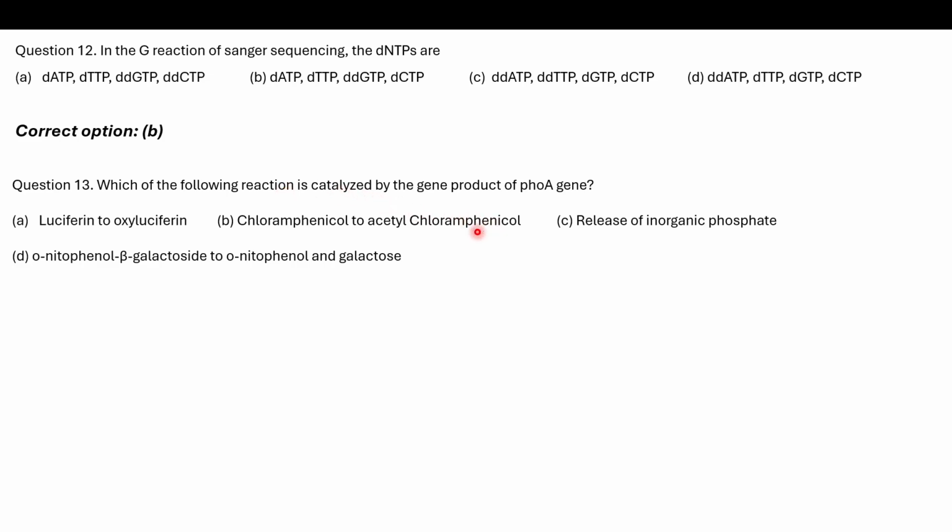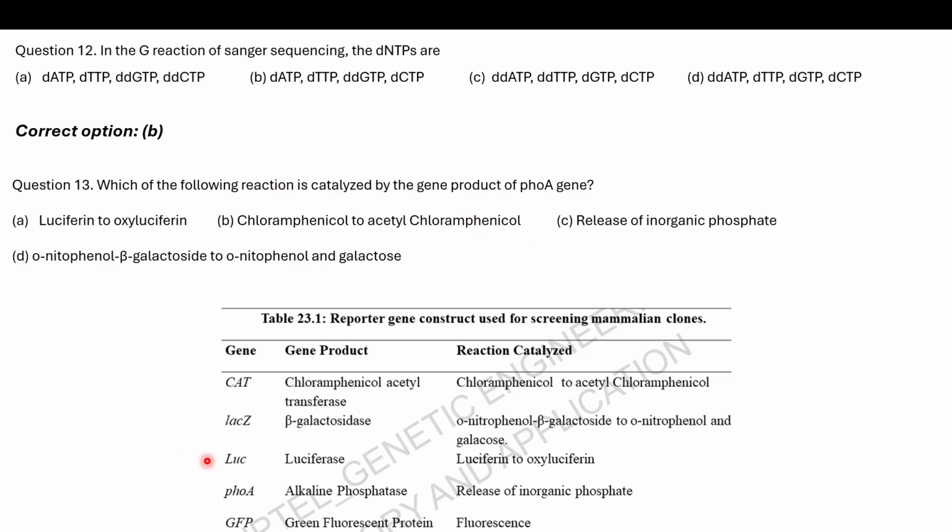Which of the following reactions is catalyzed by the gene product of the 4A gene? So this is from the lecture slides only. So the 4A gene encodes the gene product alkaline phosphatase, and it catalyzes the release of inorganic phosphate. Okay, so option C will be the correct answer.